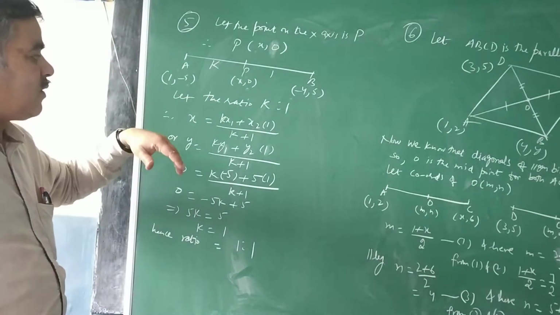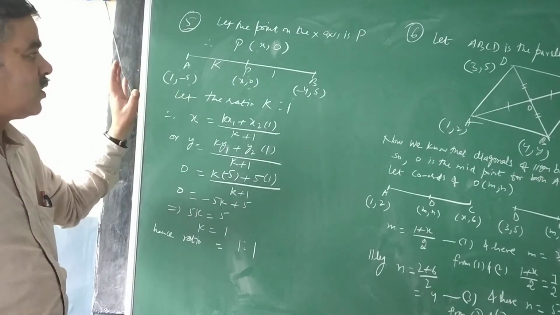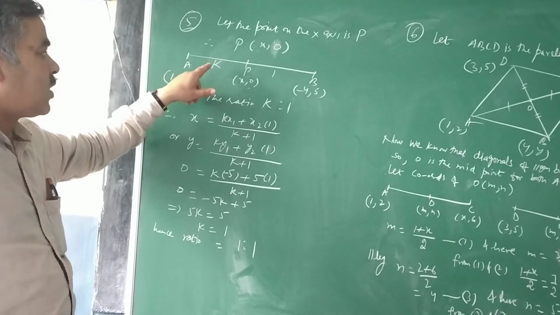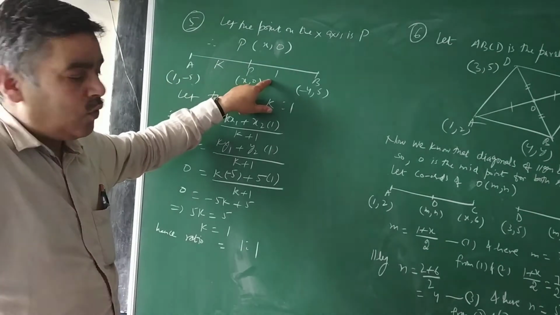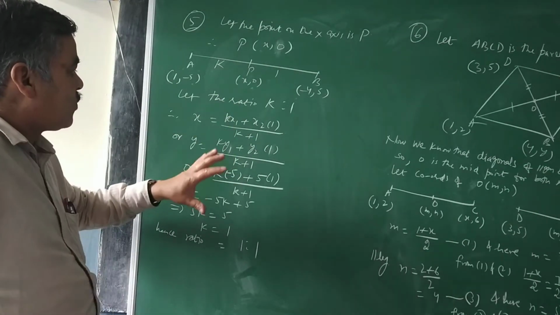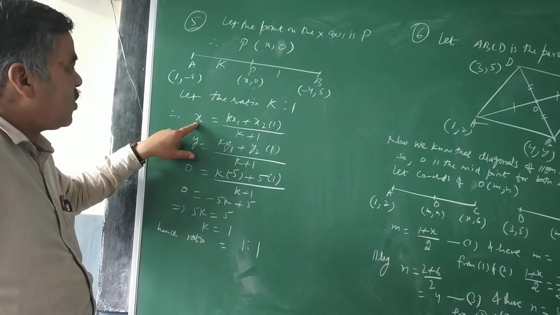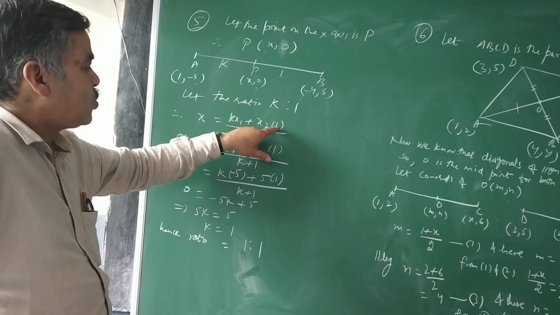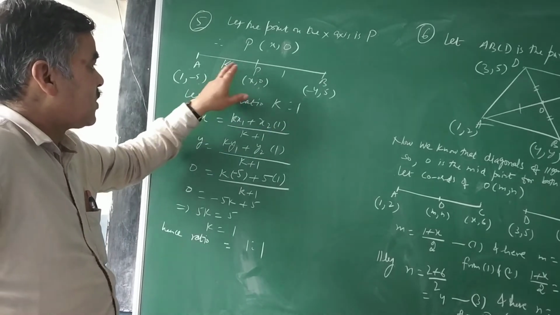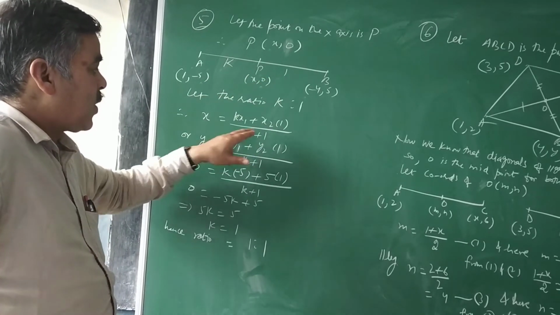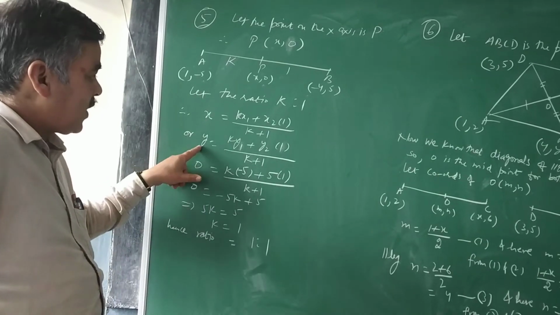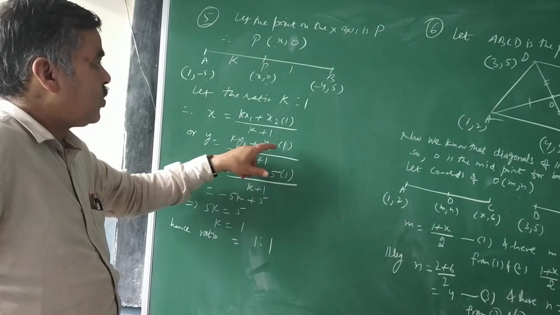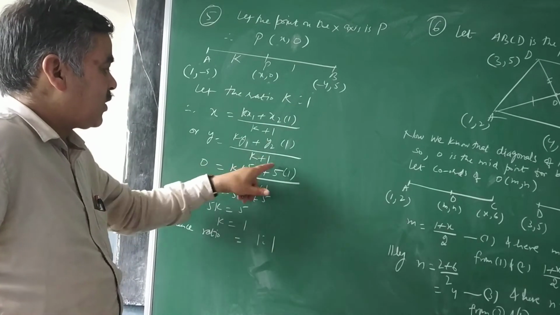So as already discussed with you, we can reduce two variables to 1. So let the ratio be k is to 1. If the ratio is k is to 1, then your x coordinate will be equal to what? (k x1 plus x2 into 1) upon k plus 1. And then y is (k y1 plus y2 into 1) upon k plus 1.